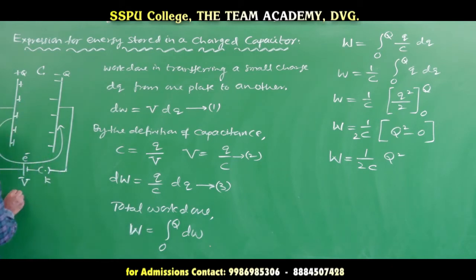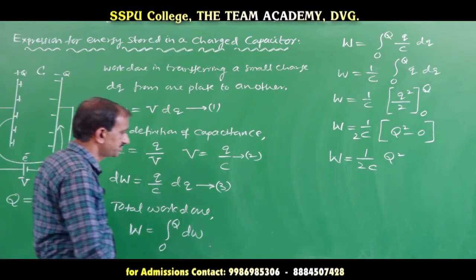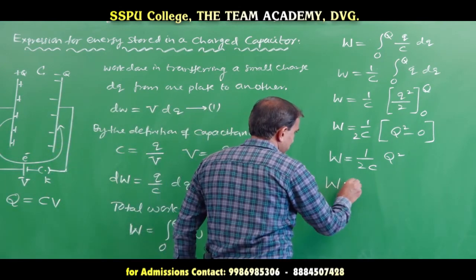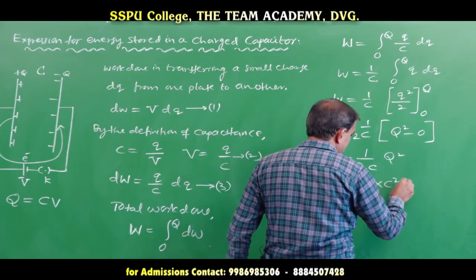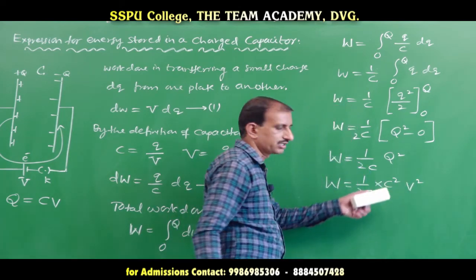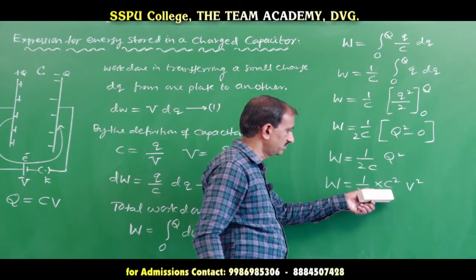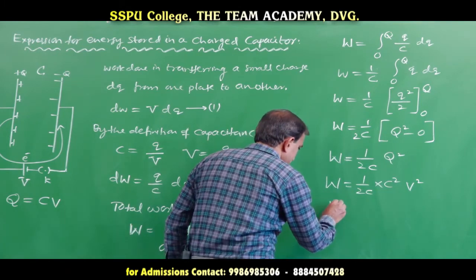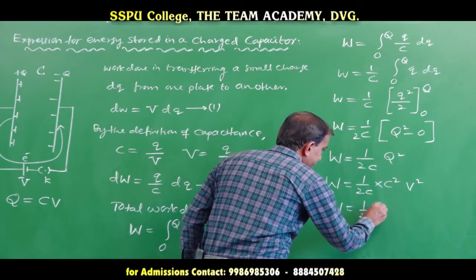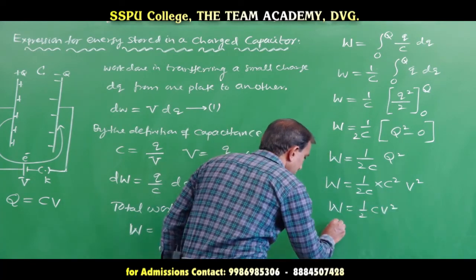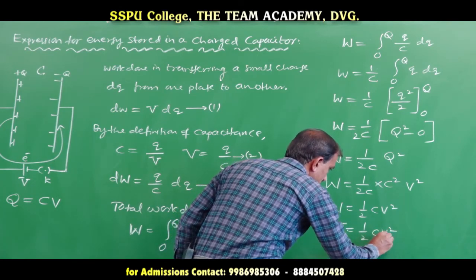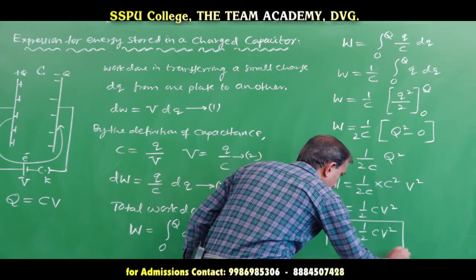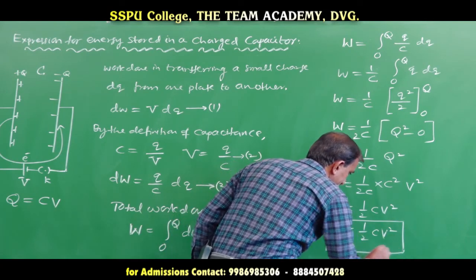The charge on the capacitor is Q equal to C into V. So the work done is equal to 1 by 2C into C square into V square, since Q equal to CV and hence Q square equal to C square V square. Therefore, W equal to half CV square. This is the energy stored in the capacitor. This work done is stored as the potential energy of the capacitor.